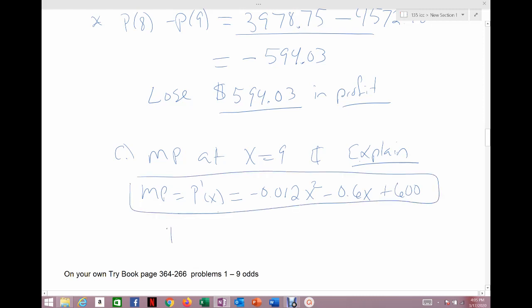And then we're going to take our marginal profit and plug 9 into it. So we're plugging 9 into the derivative equation. It's going to come out $593.63. All right, so now explain what that means.